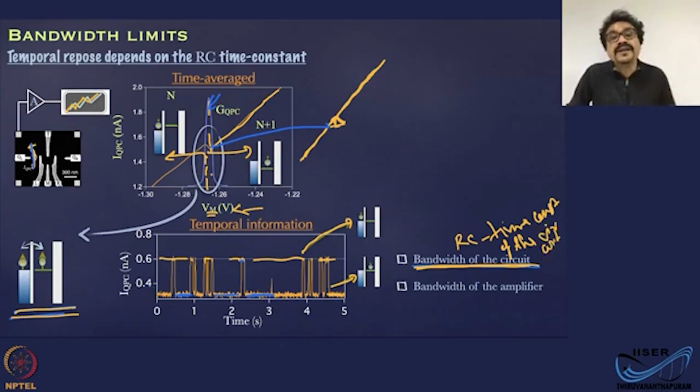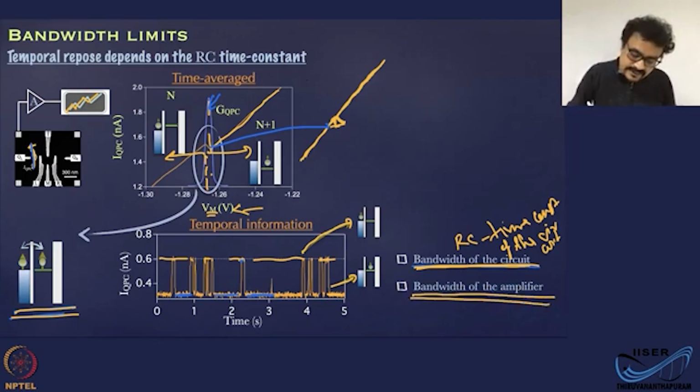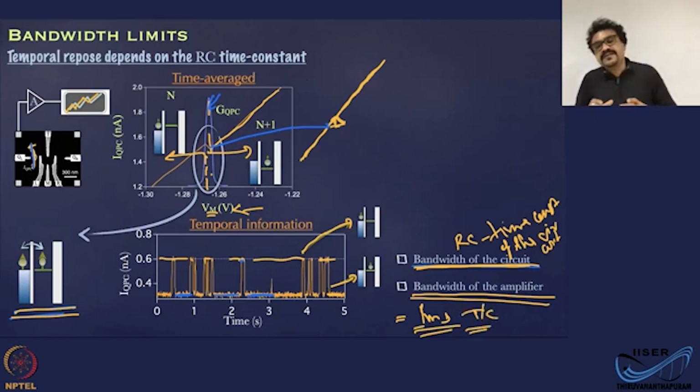On top of that, you also have the bandwidth of the preamplifier, which tells you how fast you can measure. For example, in this specific case, it was a 1 millisecond time constant, that is 1 kilohertz. That is the amplifier setting, or filter setting in the amplifier, that was used for this measurement. Not only the filter setting, but also the RC time constant of the circuit will fall in a similar ballpark, in a similar regime.